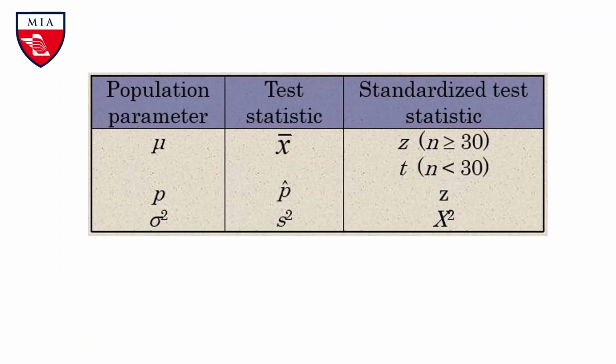In terms of standardized test statistics, if n is greater than or equal to 30, automatic, you will use the z-test. If your n is less than 30, automatic, you will use the t-test. That is the basis. Again, if n is greater than or equal to 30, use the z-test. If n is less than 30, use the t-test.